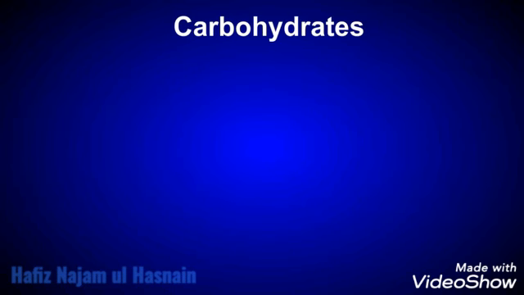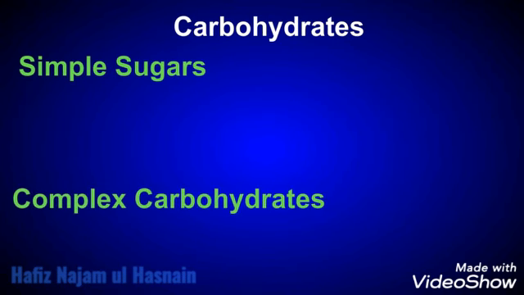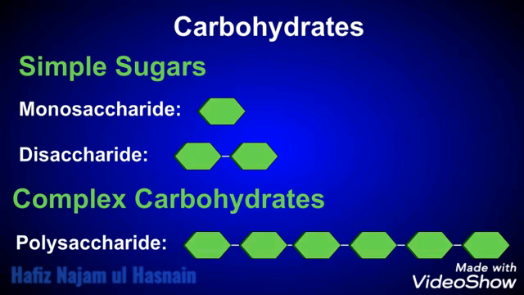Often, we refer to carbohydrates as being either simple sugars or complex carbohydrates. Monosaccharides and disaccharides are commonly referred to as simple sugars. The term complex carbohydrates refers to the polysaccharides.